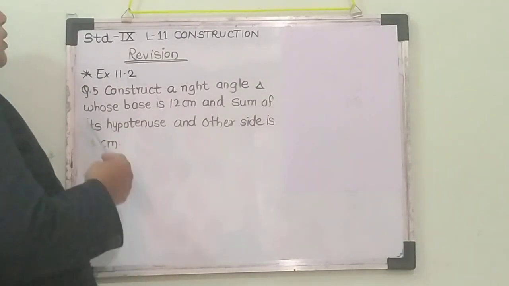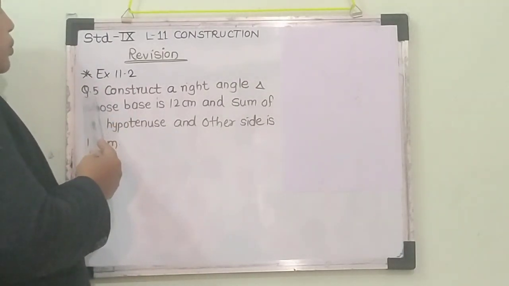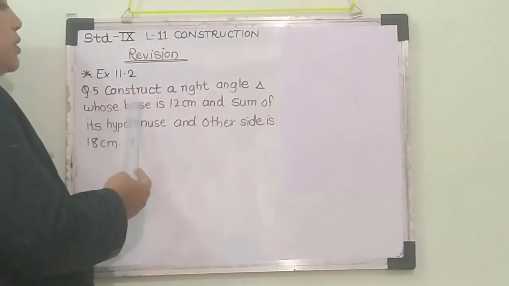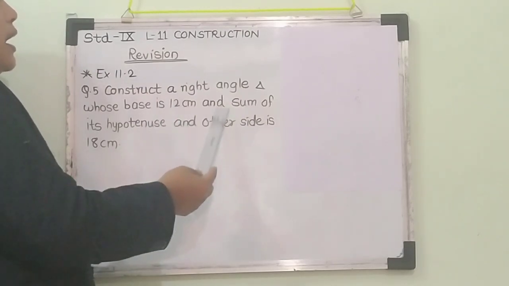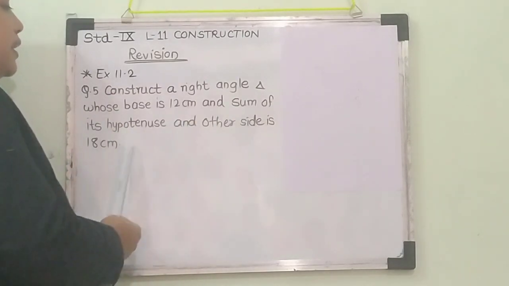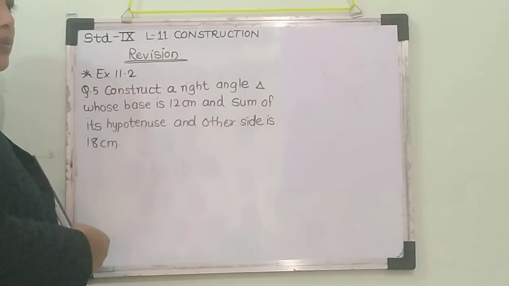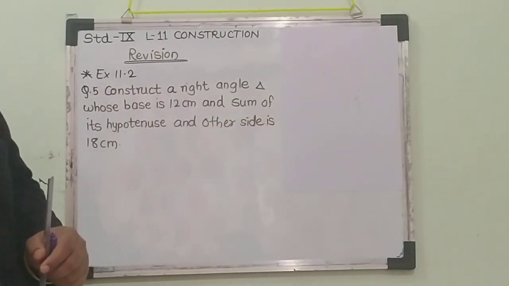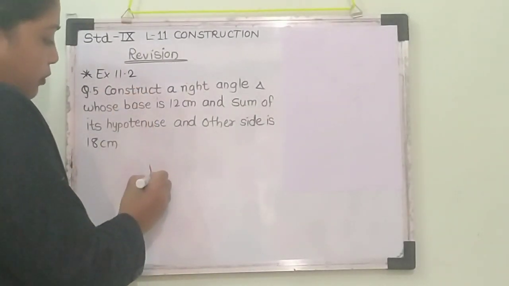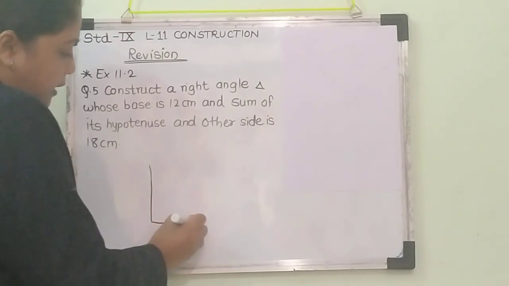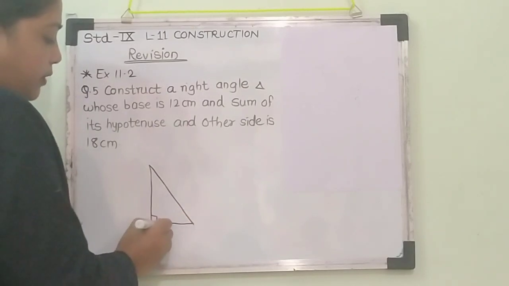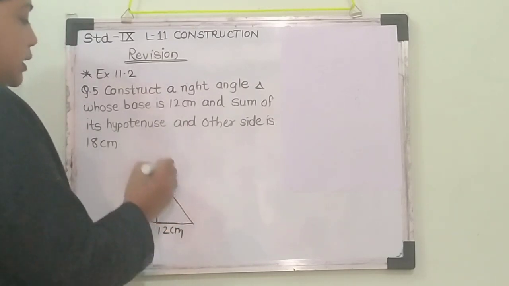See now exercise 11.2, question number 5. Construct a right angle triangle whose base is 12 centimeter and the sum of its hypotenuse and other side is 18 centimeter. So here we can first draw the basic rough figure for this construction. We know that we have to draw a right angle triangle, so the angle is 90 degrees. Then here the base is given, that is 12 centimeter.